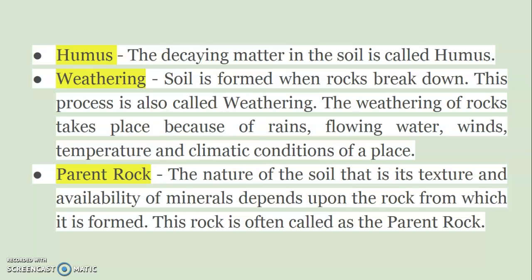What is humus? Humus means the decaying matter in the soil. So weathering: weathering means when soil is formed, the rocks break down. This process is called weathering. The weathering of rocks takes place because of the temperature and climatic conditions of a place. Okay, so humus means the decaying matter in the soil. Weathering means when soil is formed, the rocks break down. This process is known as weathering.